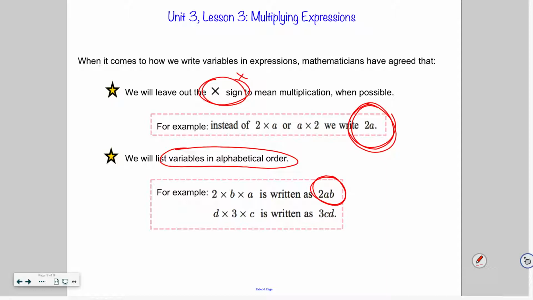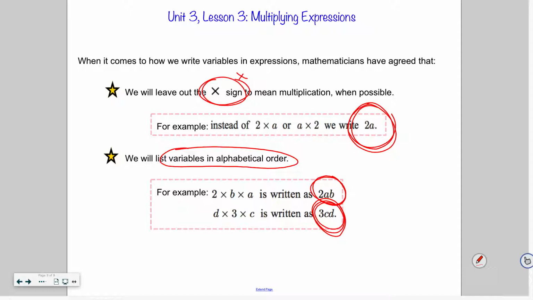We don't need a little x to mean multiplication anymore. When you put two things right next to each other, when you put 2 next to the a, it means 2 times a. When you put a next to the b, it means a times b. So d times 3 times c is 3cd. The number is first. What's that number called in front? Coefficient. The coefficient comes first, and then the letters, usually in alphabetical order.